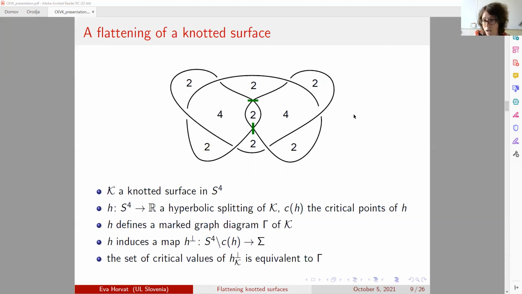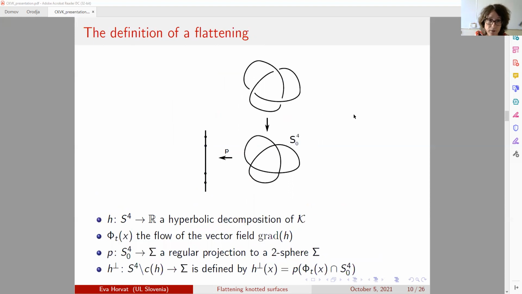to a two-sphere sigma. And it will turn out that the set of the critical values of this map is actually equivalent to the marked graph diagram gamma. So how do we get there? Denote by phi the flow of the gradient vector field of H, and choose a regular projection P of the zero section to a two-sphere sigma. Then the map is defined by first pushing everything towards the zero section by this gradient vector flow, and then when we get to the zero section, we project by this regular projection P.